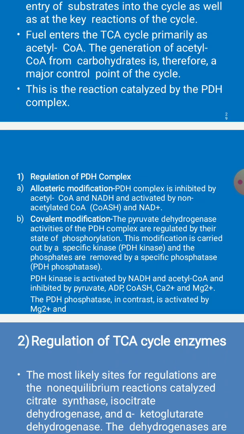This modification is carried out by a specific kinase enzyme, as we have seen in the last class. You might have gone through that slide, please go through it if not. So PDH kinase will be activated by the acetyl CoA molecule in order to convert the active form to the inactive form of PDH. And the phosphates are going to be removed by a specific phosphatase enzyme, called PDH phosphatase, right? This kinase is going to be activated by NADH and acetyl CoA, and it is going to be inhibited by pyruvate, ADP, coenzyme A, calcium, NAD plus, and magnesium, right? Calcium and magnesium in muscle contraction.